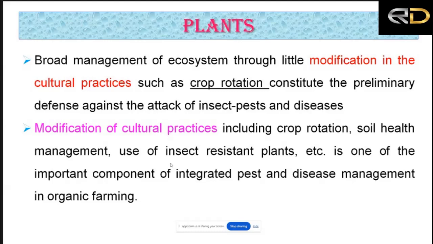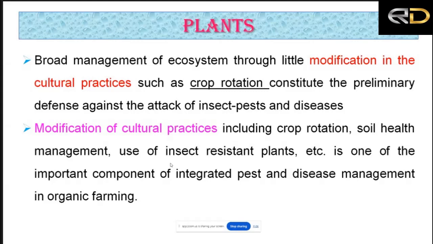So if we alter some practice, if we are doing it or not doing it, or if we are doing it at a later time or an earlier time, if we are doing some alteration in those practices, we will be able to achieve our goal of controlling the pest and diseases. So this is one of the principles where we will be following the integrated pest and disease management techniques.